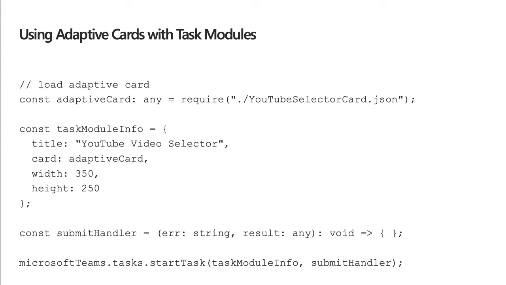So here's what it looks like when you're using an adaptive card in a task module. So in this case here, I'm getting a reference to an adaptive card that's stored as a JSON string. I'm then going to create an instance of the task module info object and specify the adaptive card as the card property. And the submit handler, that's going to have two parameters coming in, an error object as a string and a result object. And then I'm going to define the task module and invoke it using the start task method.